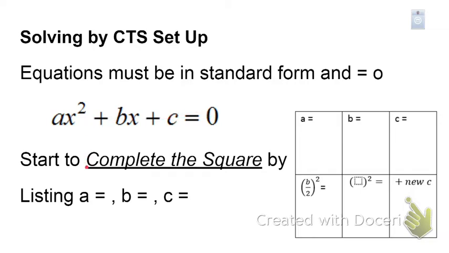To start to complete the square, list a, b, and c, so you know exactly what the values of a, b, and c are. Once you know the coefficients of a, b, and c from the standard form, we can actually start taking the steps necessary to solve by completing the square.